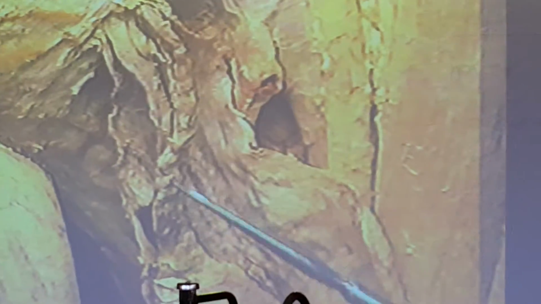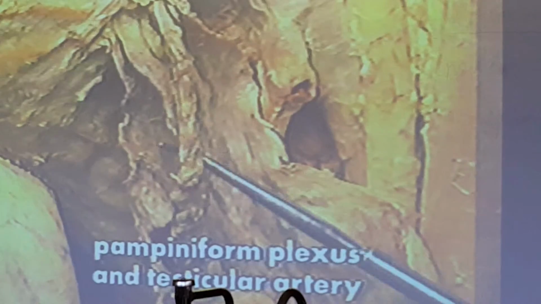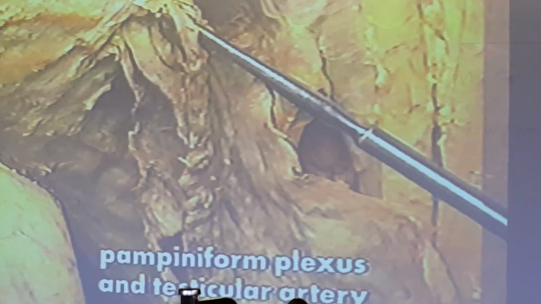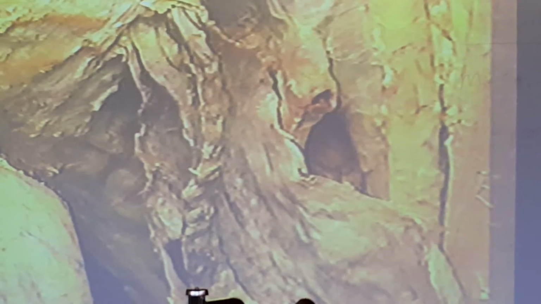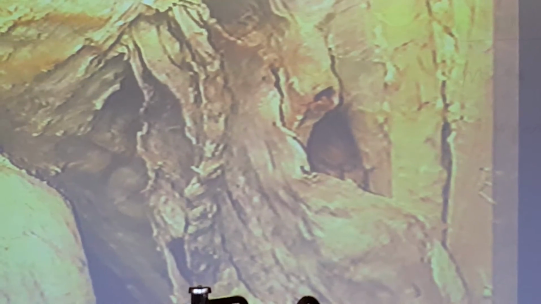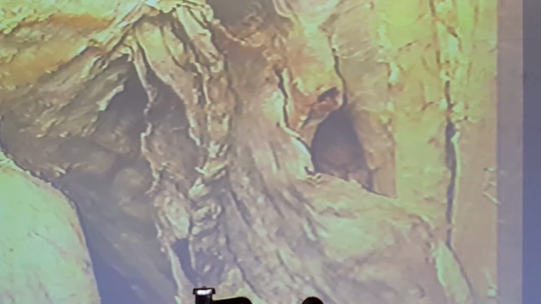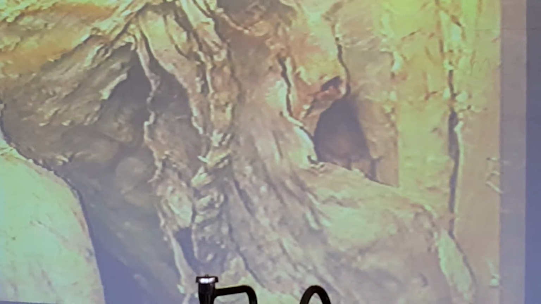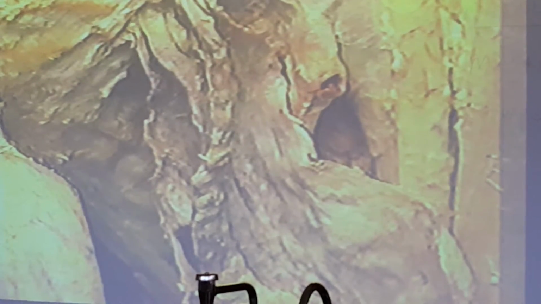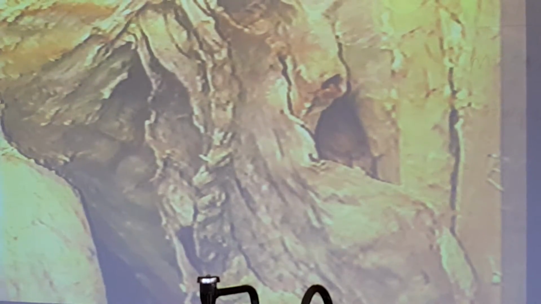Another visible structure within the cord is the pampiniform plexus of veins, which surrounds the testicular artery. The relationship of the veins to the artery functions to cool the arterial blood as it flows towards the testes. Other structures found within the cord include nerves and lymphatic vessels.